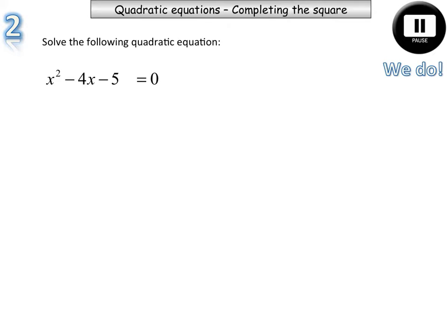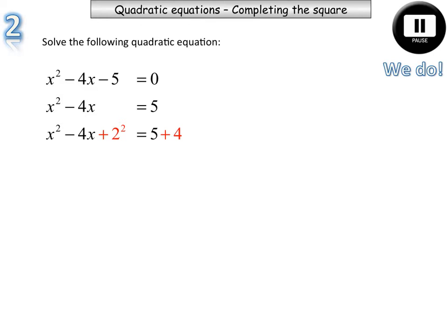Okay, pause the video, have a go at completing the square for this equation. You don't have to draw the diagram like I did with the previous one. That was just to illustrate the property of completing the square. So I just want you to do this algebraically. Alright, step 1, get your constant term, that negative 5, to the right hand side, becomes a positive 5.